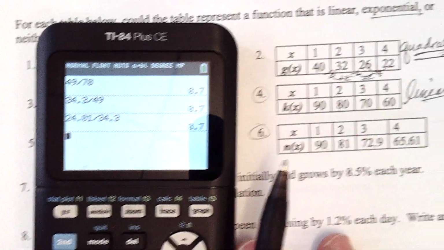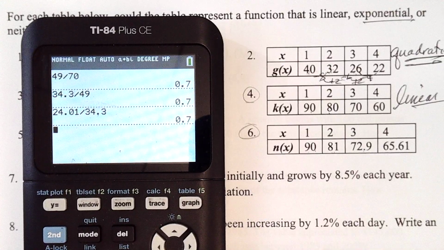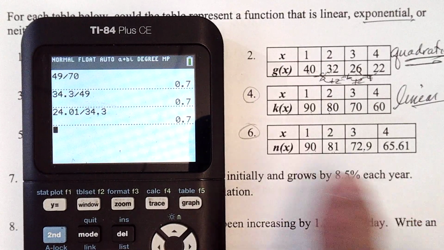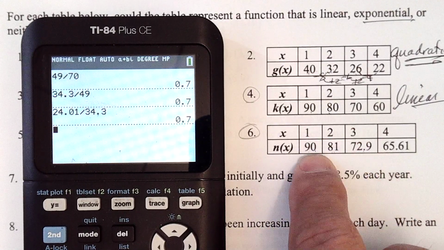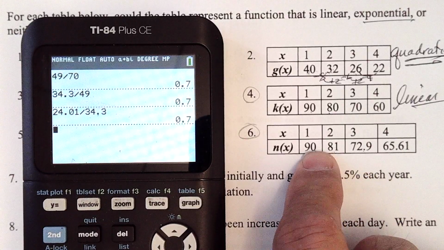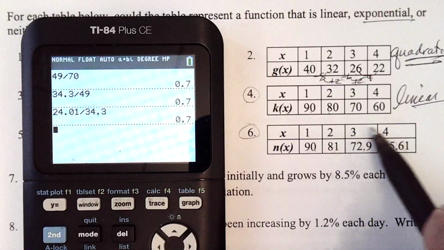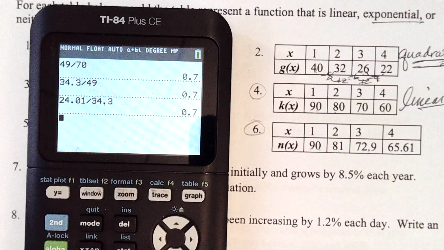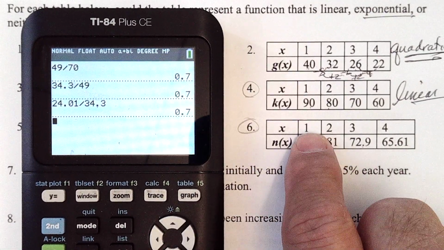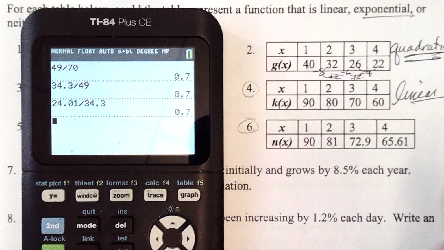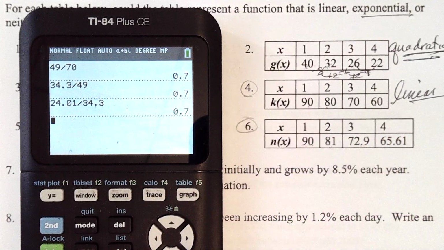So is that what's going on in number 6? No, notice you always take the next one divided by the one before. And this only works if these are evenly spaced in the x. You can't just do it in general. If you know for 1, 2, 3, 4 in nice even spacing, then this should work.